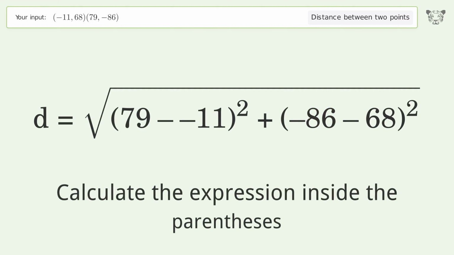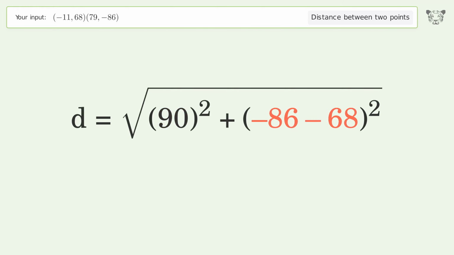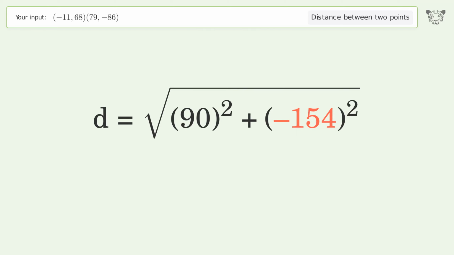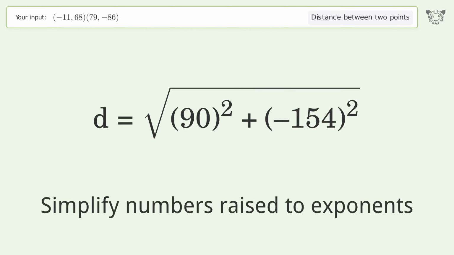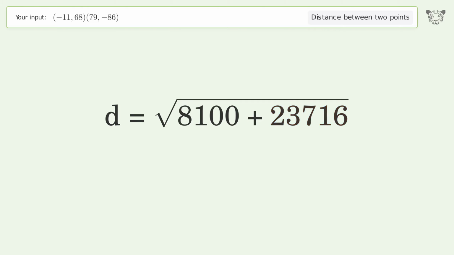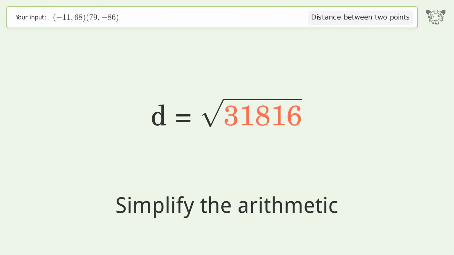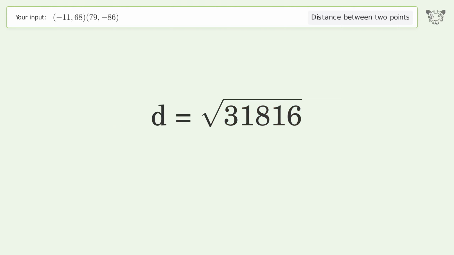Calculate the expression inside the parentheses. Simplify numbers raised to exponents. Simplify the arithmetic. And so the distance between the 2 points is the square root of 31,816, or 178.37.